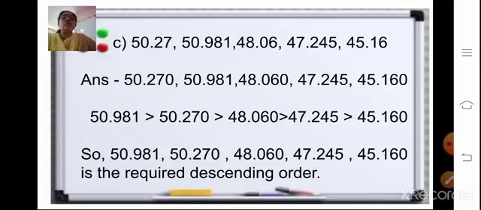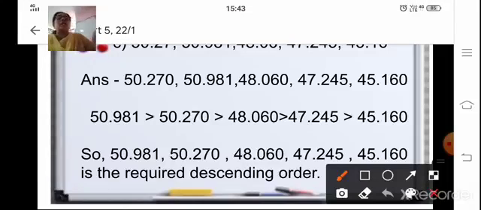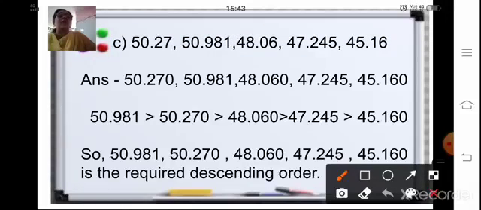Here we have to again arrange it in descending order, and the decimal numbers are 50.27, 50.981, 48.06, 47.245 and 45.16. The first thing we have to do is find the maximum number of digits in the decimal part. Here 981 and 245 have 3 decimal places after the decimal point. So first we will make all the other decimal numbers into like decimals.